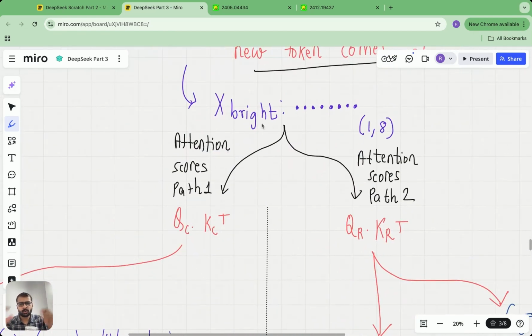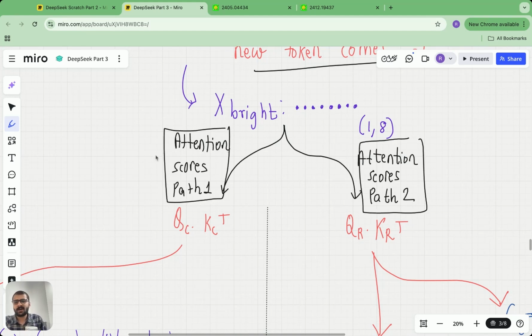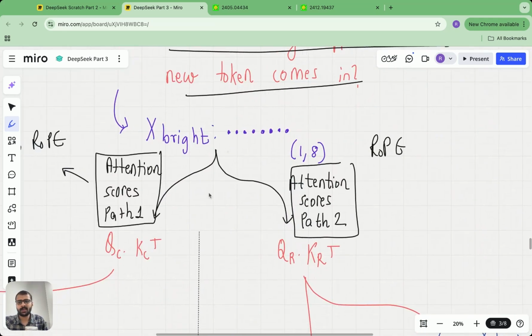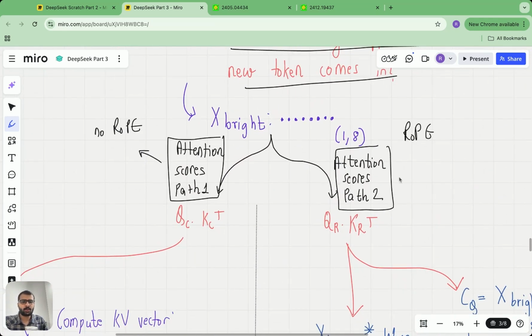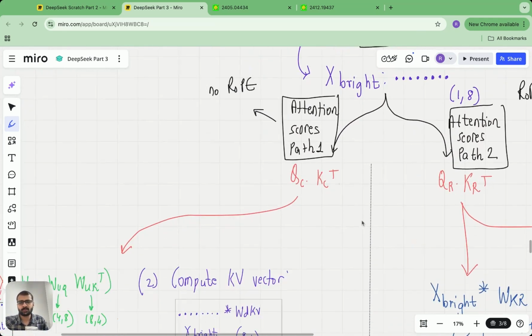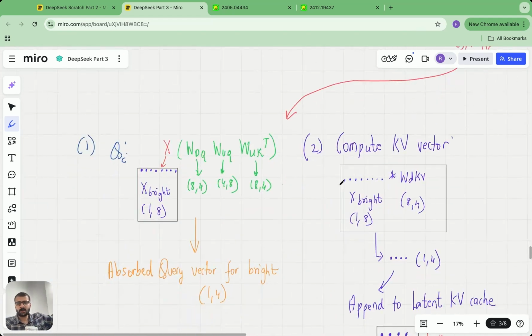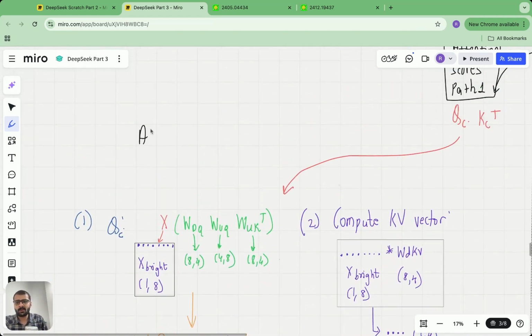So we have to go through two paths: the attention scores path 1 and the attention scores path 2. Path 1 is basically no rope, and path 2 is where we are going to apply rotary positional encoding. As we saw before, path 1 is QC into KC transpose, and path 2 is QR into KR transpose. So let's go to path number 1 right now, and then let's go to path number 2. Remember, in path number 1 we are going to use the absorption trick.